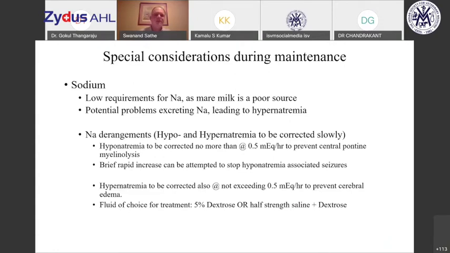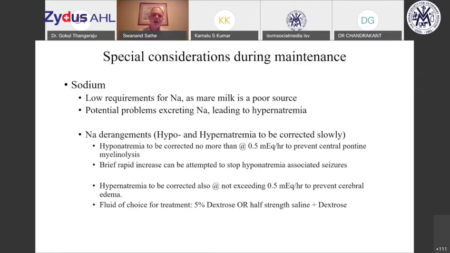Okay. Let's start with sodium. Foals do not need an excessive amount of sodium. Mare milk is a poor source of sodium, and hence we tend to give them just enough sodium to get by. Potential problems of supplementing more sodium is hypernatremia, which is more difficult to correct. So sodium, you can have hypo or hypernatremia.